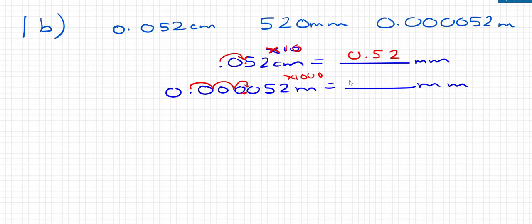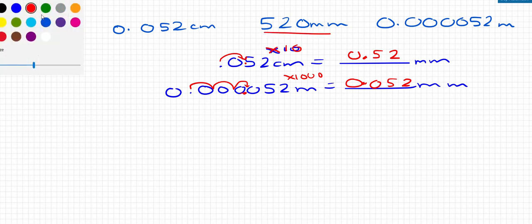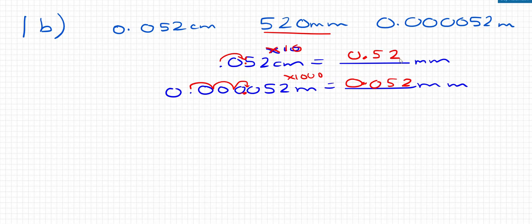So 0.052 millimeters. Okay, now I haven't avoided decimals, but that's okay. I can still compare these values and see which one is smaller. So if I have a look, I've got 520 millimeters, 0.52 millimeters, 0.052 millimeters. Which one's the smallest out of these?